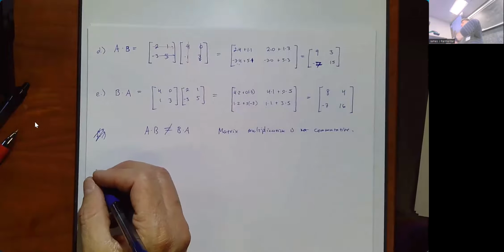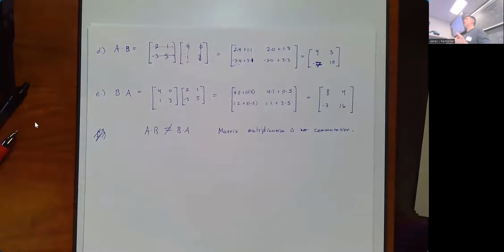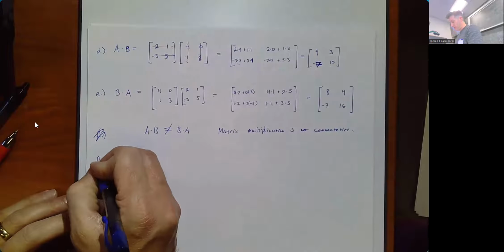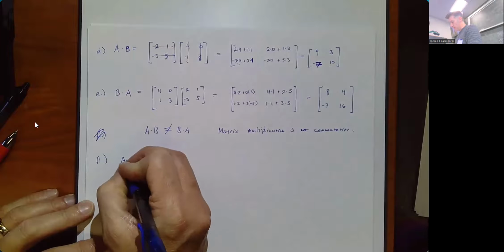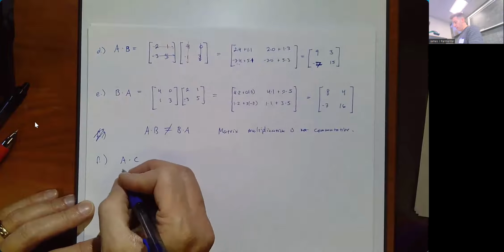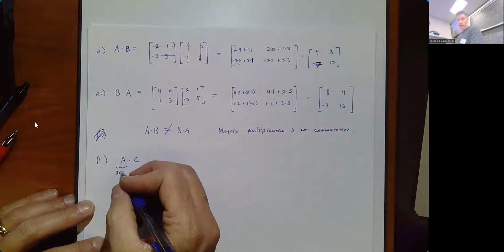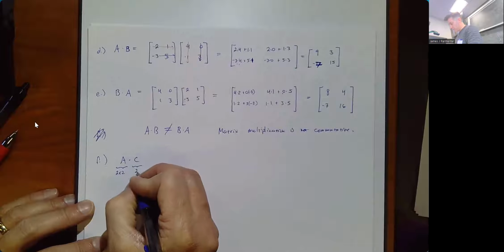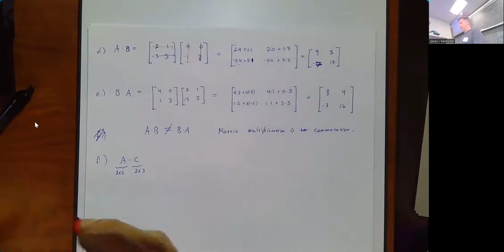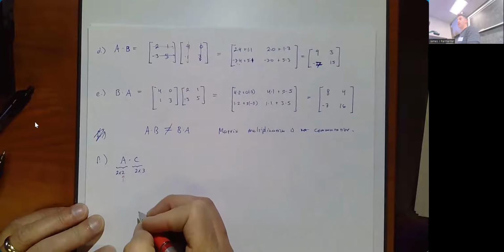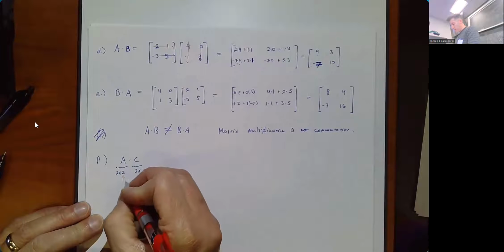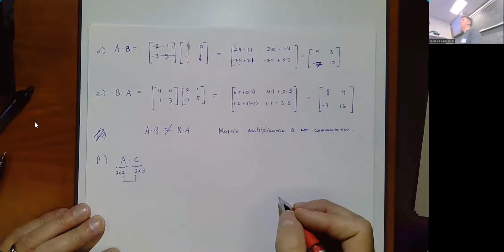I will say though, matrices don't have to be the same size to be multiplied together. They just have to have the same inner dimensions. So what I mean by that is, if I asked you to find, say, A times C, where A is a 2x2 matrix and C was a 2x3 matrix, that's going to work out because the inner dimensions, the second two on the A and the first two on the C, those match.